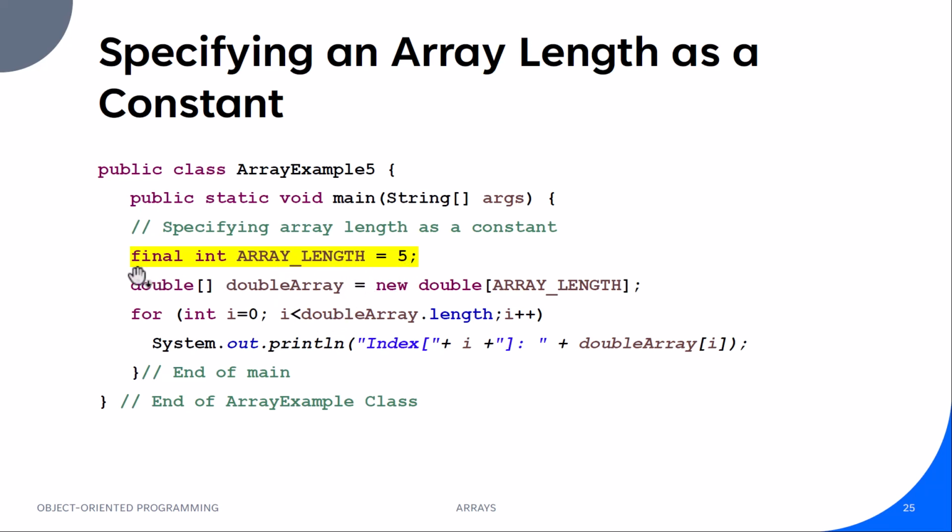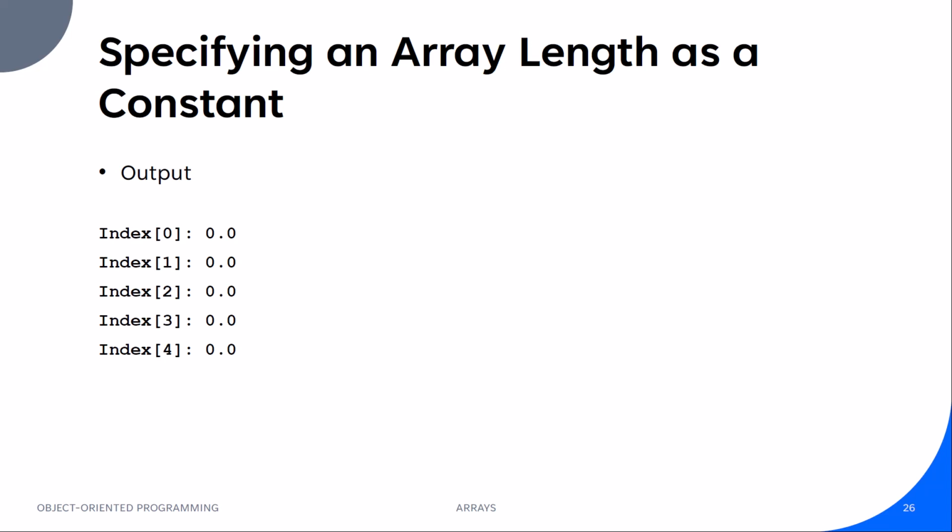And here is how we specify an array length as a constant. We use the keyword final, and then we use the snake naming convention, and we capitalize the letters in the constant name. And in this case, we are specifying the array length as 5, and then we use this array length constant to specify our size of the array. In this example, we simply print out the values of the double array, and remember that if we do not initialize to a certain value, the Java compiler will initialize to a default value for doubles. This is 0.0, and here is the output of this program.